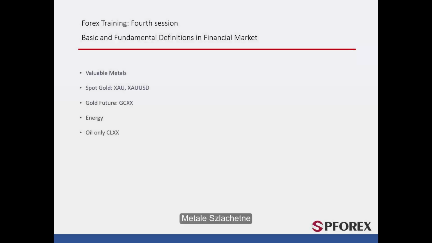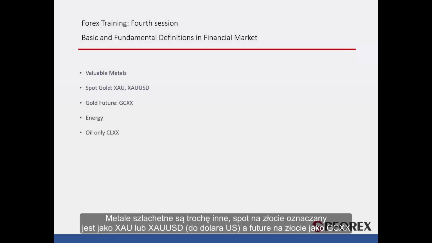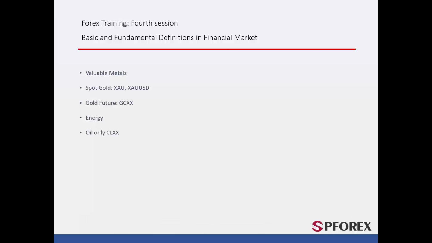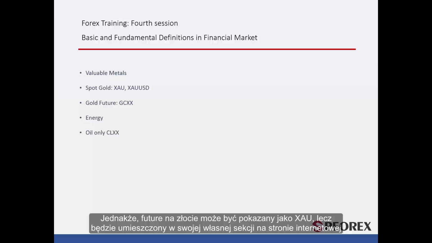Precious metals. Precious metals are a bit different. Spot gold is referred to as XAU or XAU USD against the US dollar, and future gold is termed GCXX. However, future gold may also be shown as XAU, but it will be on its own future gold section on the MetaTrader website.